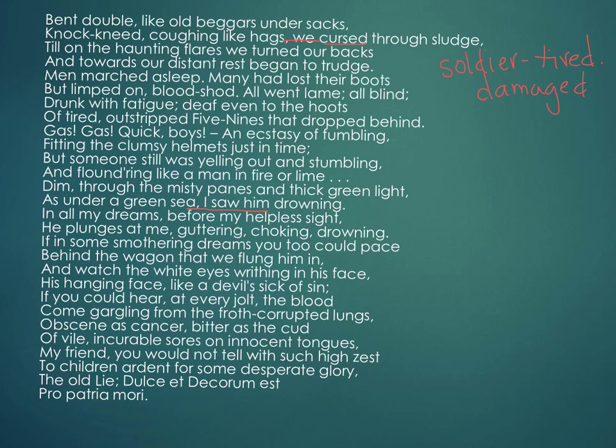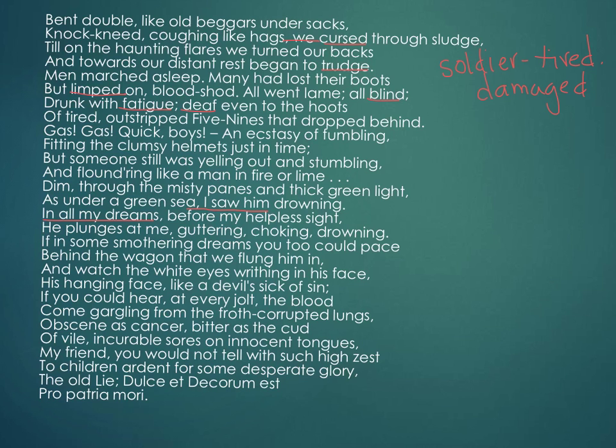And I'll make that claim looking at the language. They're cursing through the sludge. They are trudging. They're marching asleep. They're limping. They're blind. They have fatigue. They're deaf. So he's tired. He's damaged. And that I would add in based on his dreams, and how terrible they are about this man who died of the gas or was damaged by the gas. I think we can assume that he probably died.